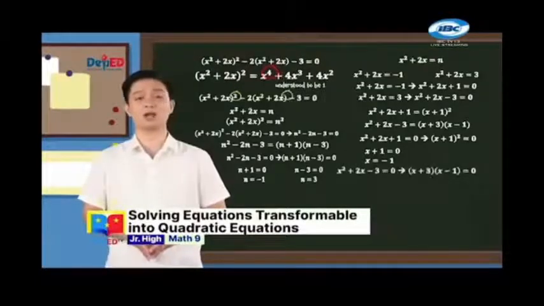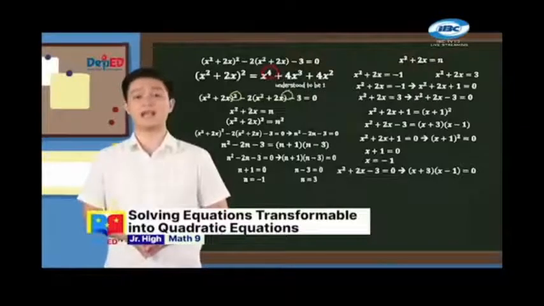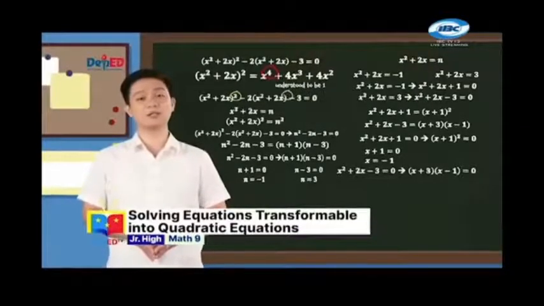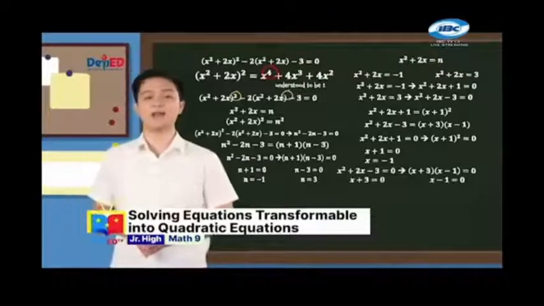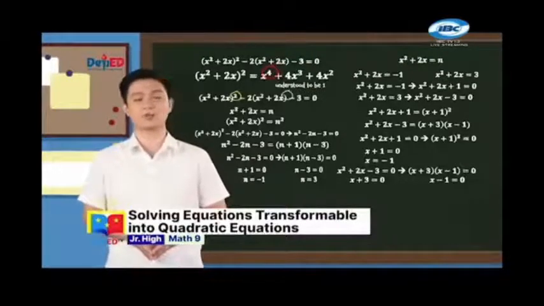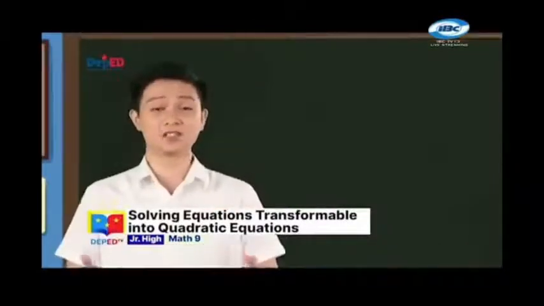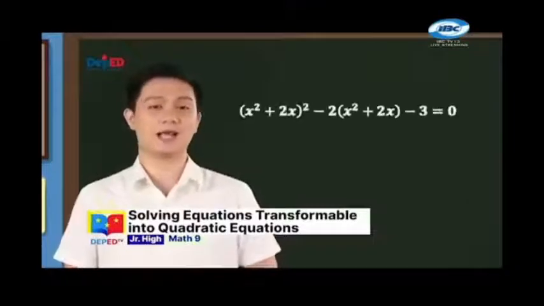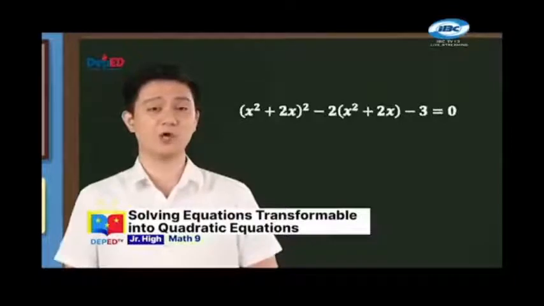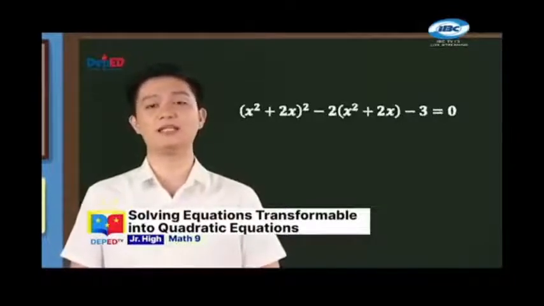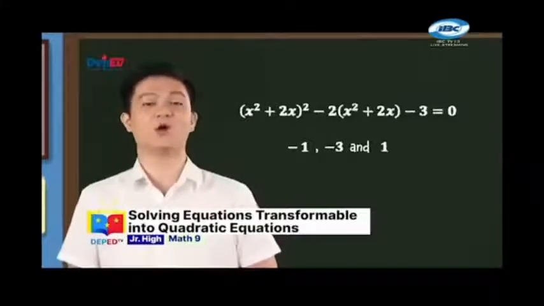The equation x squared plus 2x minus 3 equals 0 can be rewritten as the product of x plus 3 and x minus 1 set equal to 0. Equating each factor to 0 and solving for x, we must get that x is negative 3 and x is 1. Thus, the roots of the equation (x squared plus 2x) quantity squared minus 2 times the binomial x squared plus 2x minus 3 equals 0 are negative 1, negative 3, and 1.